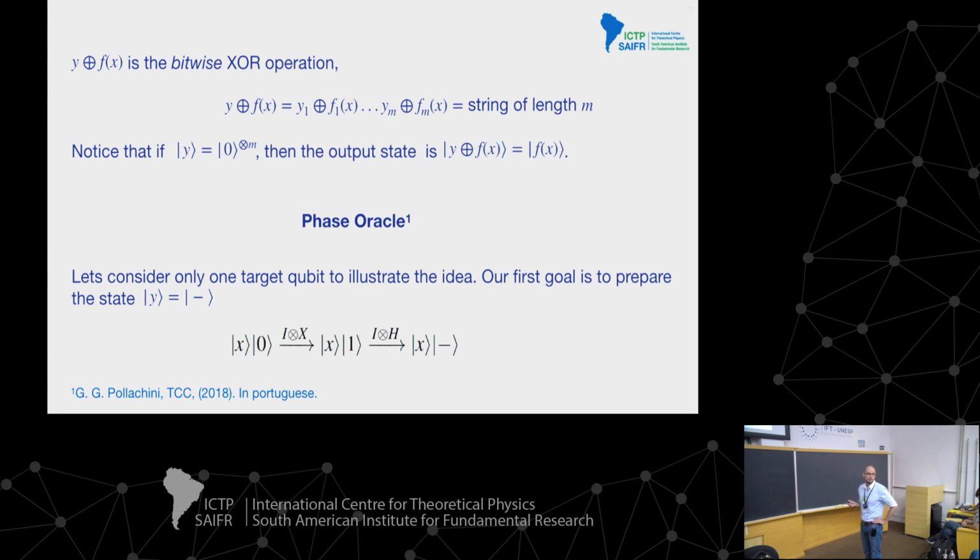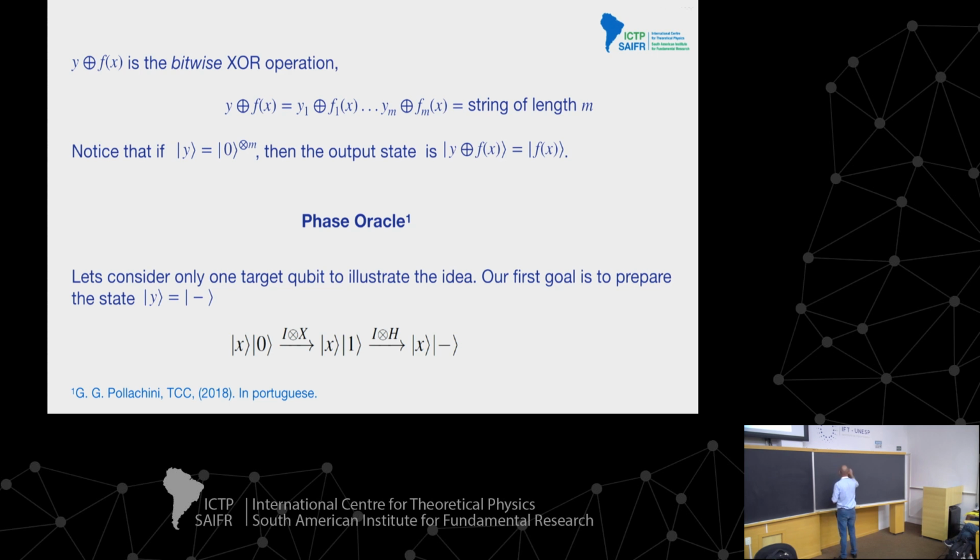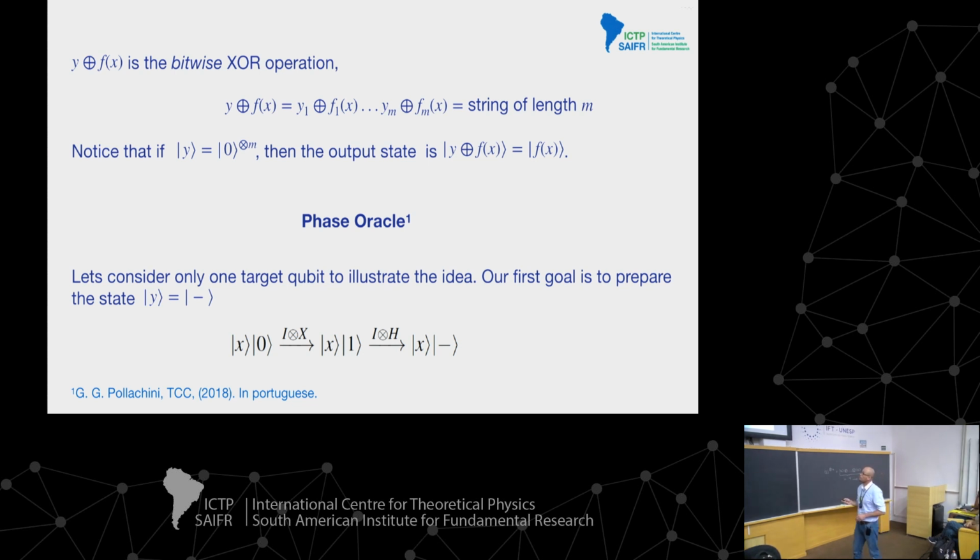It's clear this kind of notation for you, right? For those that don't know, this kind of notation means n times, right? So we are talking about m qubits in the state 0. But it's possible to transform this kind of oracle, the XOR oracle, in a phase oracle. We'll show some examples here using the phase oracle, but as you can see, they are equivalent.